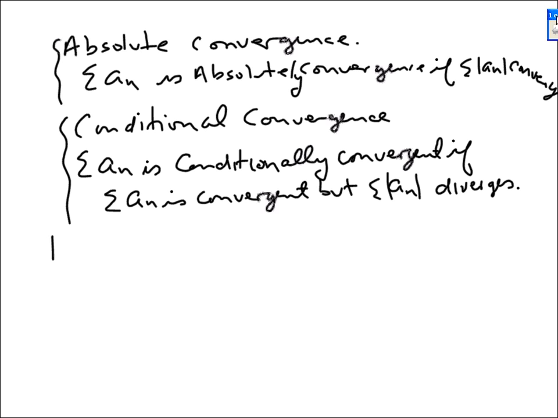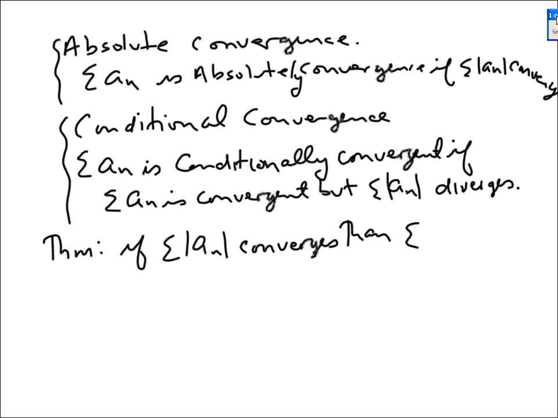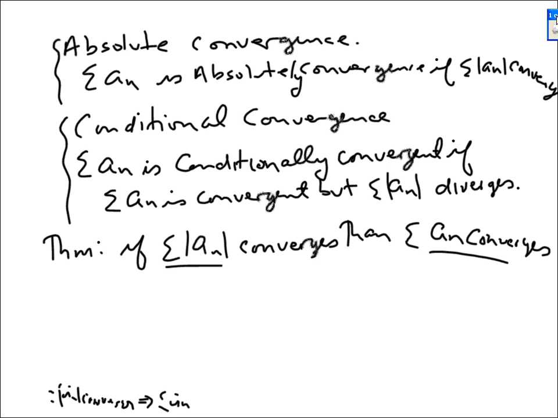Now, we have a theorem that states the following. If the summation of the absolute value of a sub n converges, then the summation of a sub n also converges. So if the absolute value converges, then a sub n converges. So we have that one.